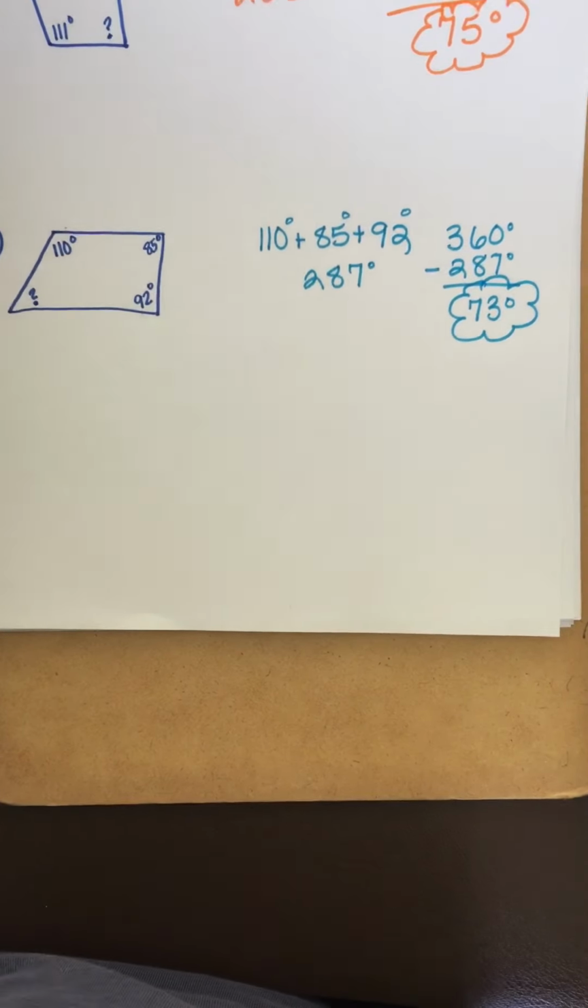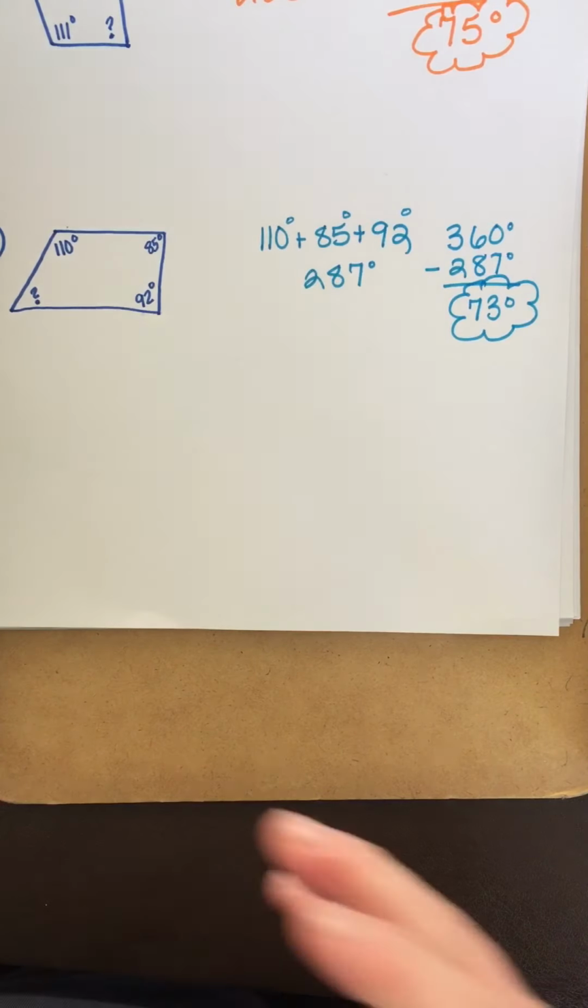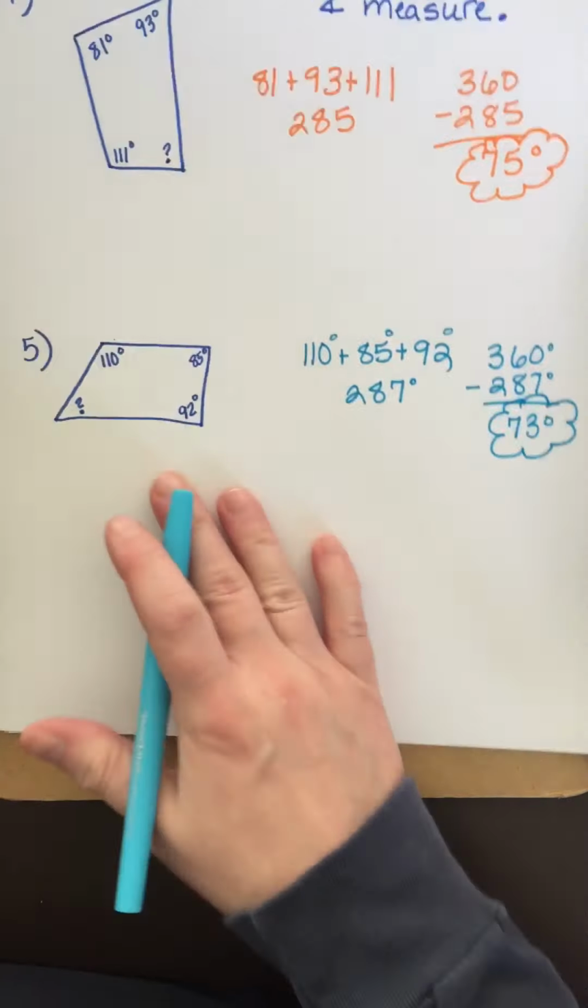So, the sum of this lesson is that when you have a quadrilateral, all of its interior angles add up to 360. And that is it.